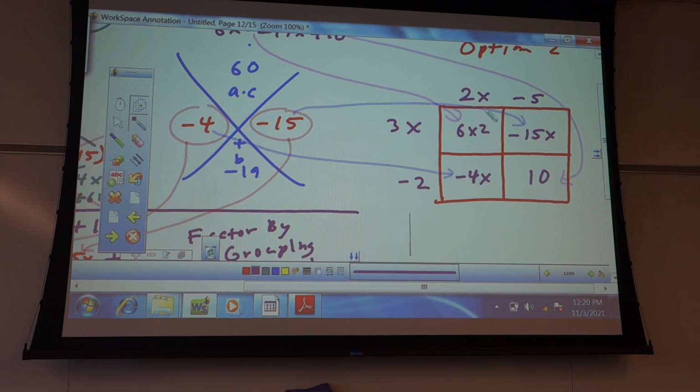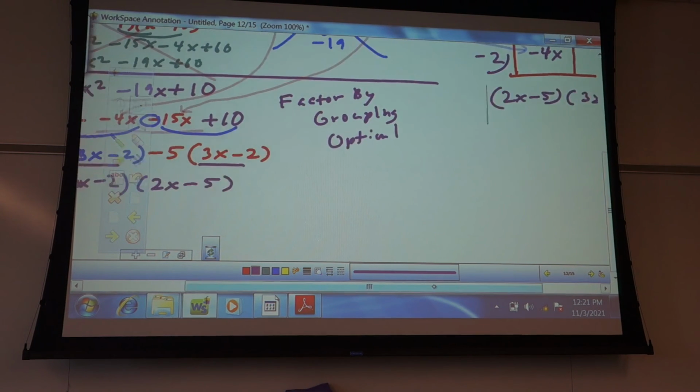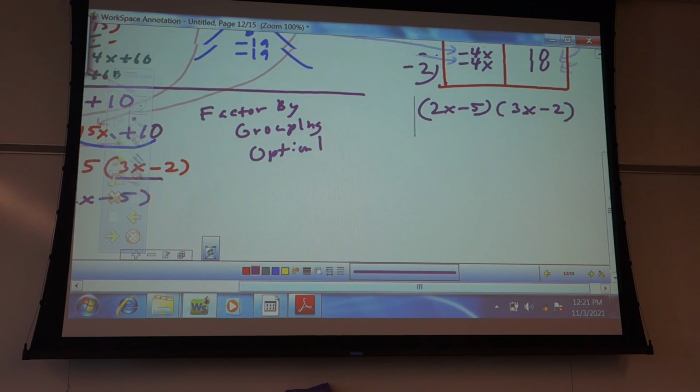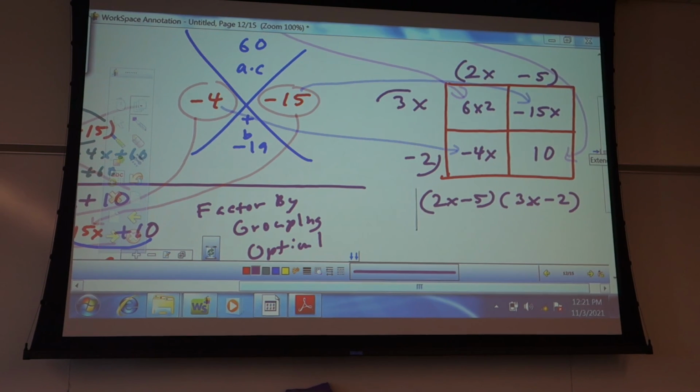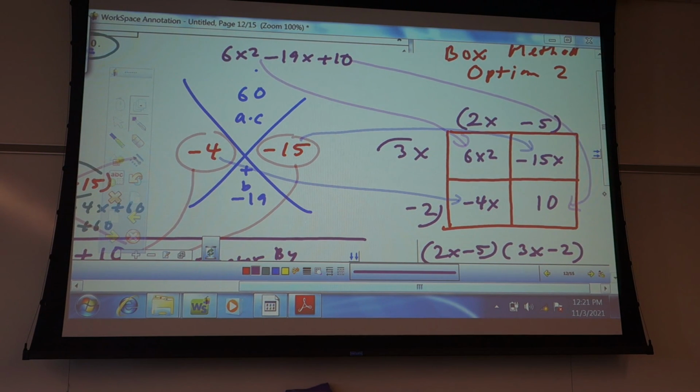And then that's it. It's just this part here and this part here. So it becomes 2x minus 5 and 3x minus 2. Done. And you'll see it's the exact same thing we did down here: 3x minus 2 and 2x minus 5. Same thing. Some folks will like the box method better, and some will like the factor by grouping method better. I don't care which one you use.